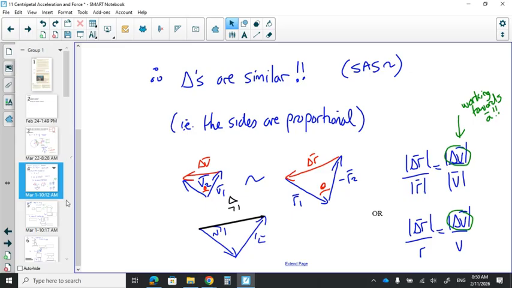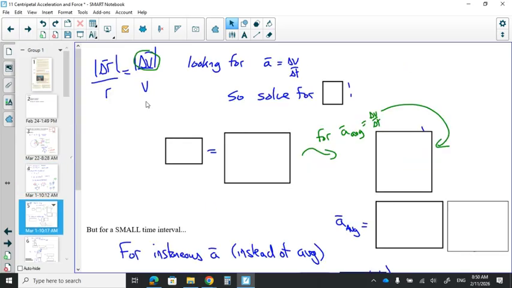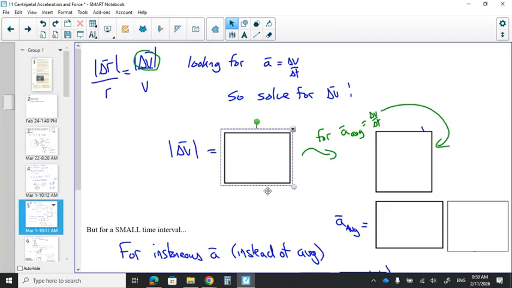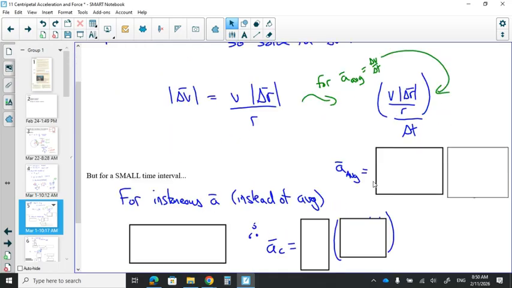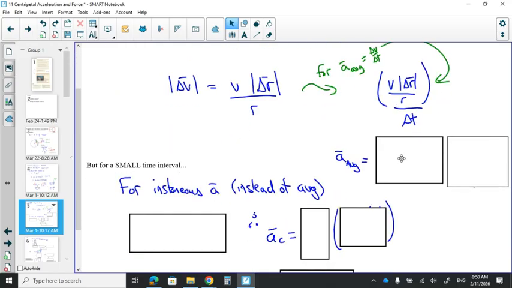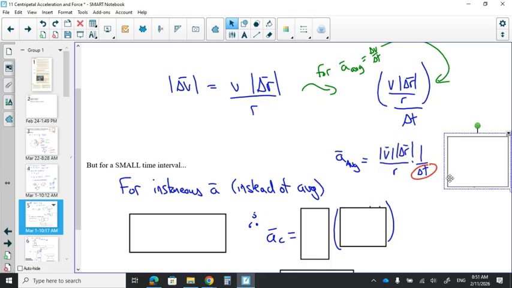So we have that so far. We're going to take that and solve for delta V because we're interested in it, right? And so for delta V, of course, just multiply both sides by V, and you get that. And then if we're looking at the acceleration, it's going to be delta V over delta T. So we're going to have that thing over delta T. Okay? So when we look at our average acceleration, we're going to just write it kind of like that, I guess, right?